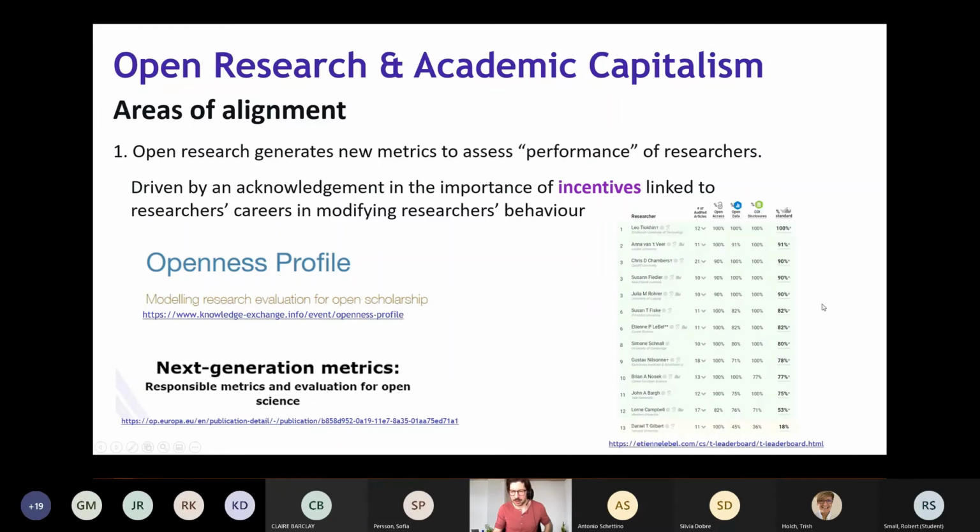And there was also a kind of ill-fated attempt by this guy to create rankings of researchers about how open their research was. And this led to quite a backlash from the community about saying, well, we don't want this, it's not the way that open research is supposed to be. But I don't really see a huge amount of difference between what he was doing and what these other documents are proposing would be done as well.